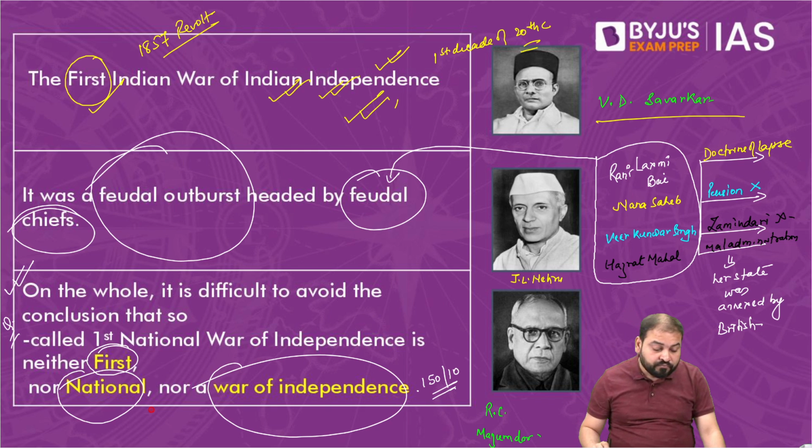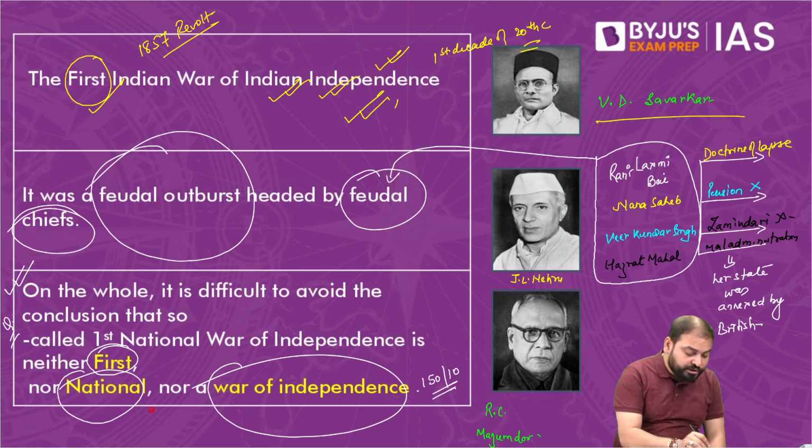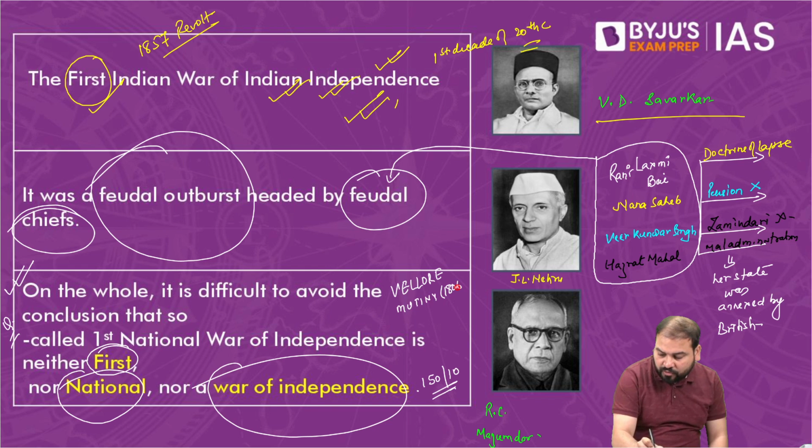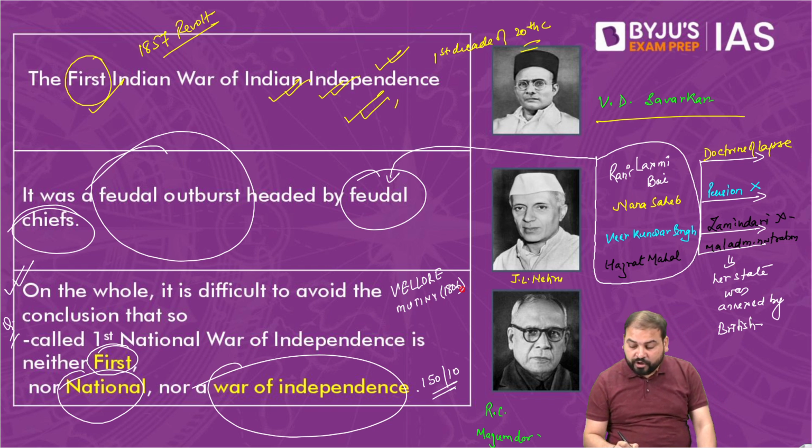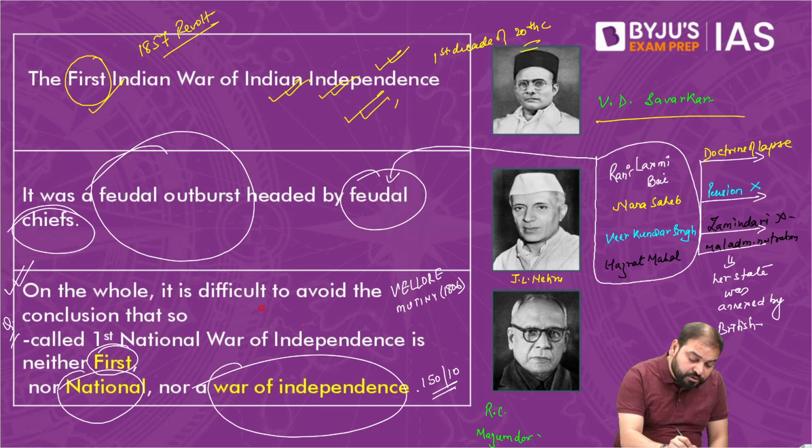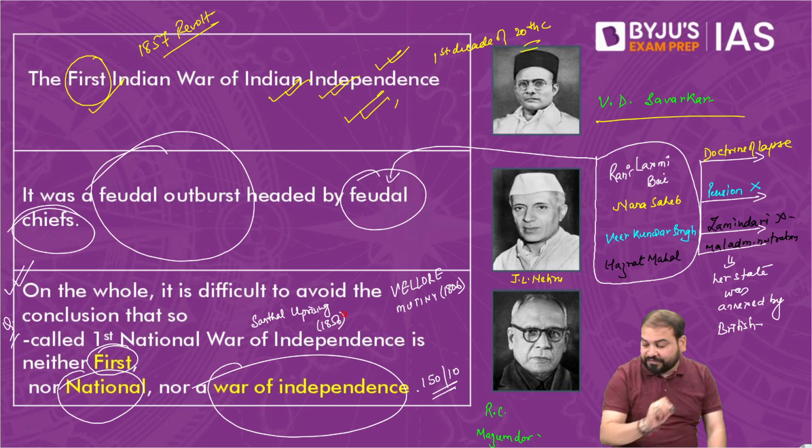Tell me. All of you, absolutely Srihari. For example, Srihari is saying, if this is first, what about the Vellore mutiny that happened in 1806? What about, let's say, the Santhal uprising that happened in 1856?